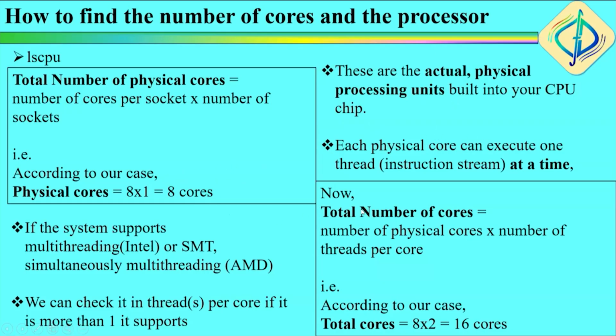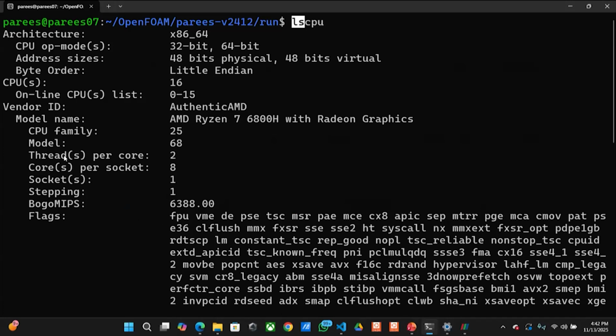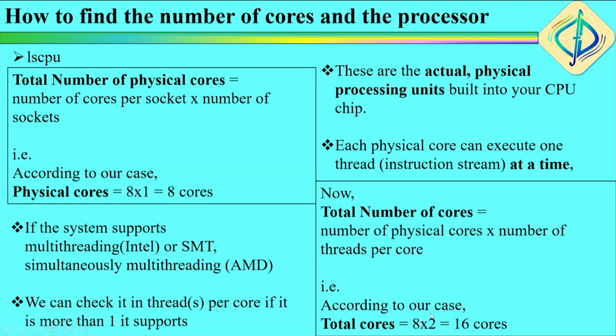Okay, and if I want to find out the total number of cores, there is a different formula, that is the number of physical cores that we calculated in equation 1 into the number of threads per core. Here the number of threads per core is 2. So for my system, it will become 8 into 2, that is 16 cores.